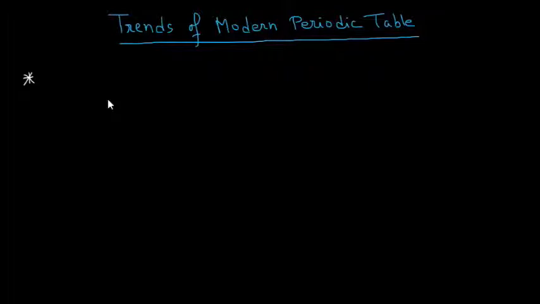Trends of modern periodic table. First, valency. What is valency? Number of valence electron present in the outermost shell of its atom. So on moving from left to right on a periodic table, the valency of the element increases from 1 to 4, then decreases to 0. Valency remains same in a group, top to bottom of a group.